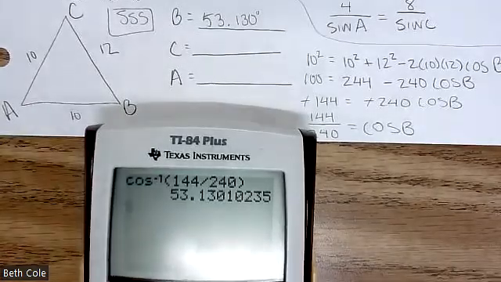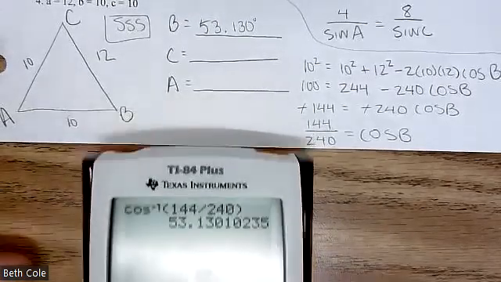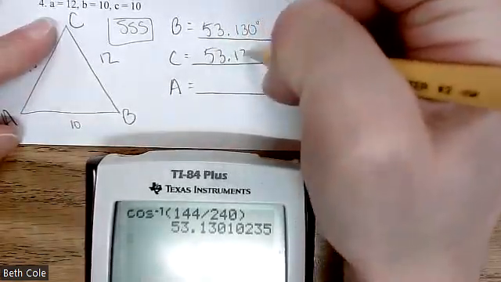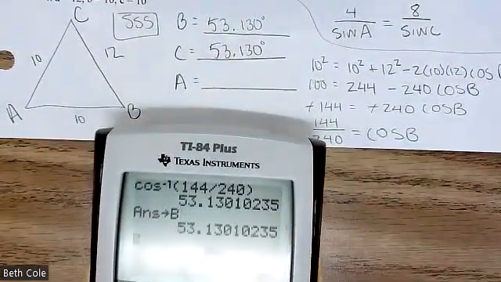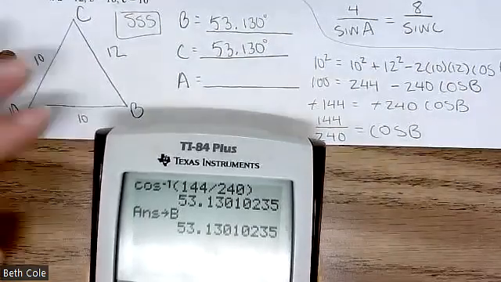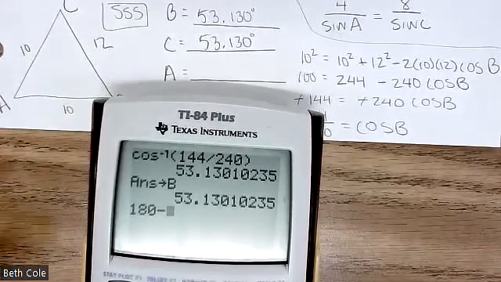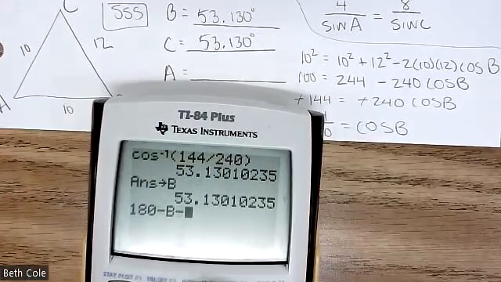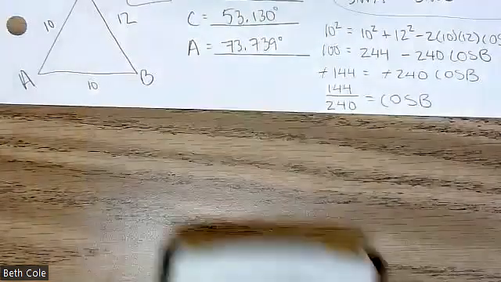Does anyone remember what the word is for a triangle with two sides the same? Oh, good. Isosceles. So if B is this, that means C is also that. And you can store it as whichever you want. I'm just going to store it as B because that's what we found it as. How can you do the last one without writing down any more work? It's 180 minus B and then minus B again. So 73.739.